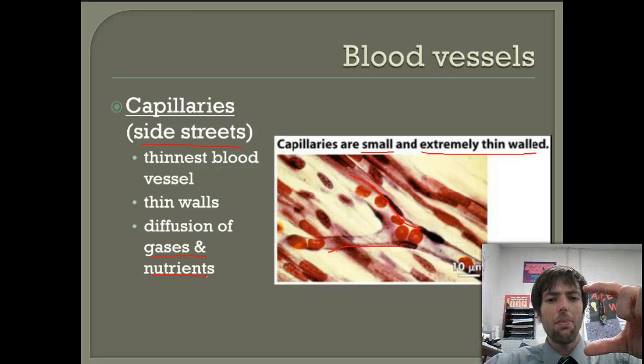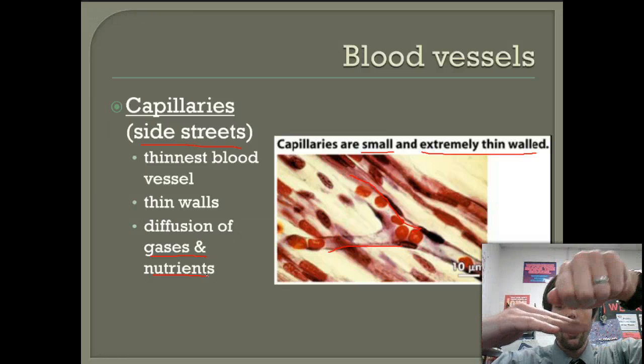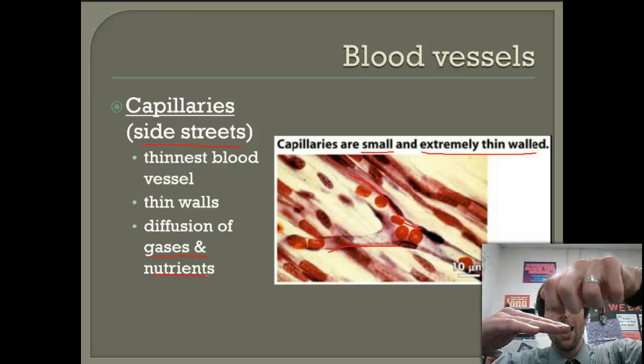So it's like, okay, so here's a capillary. It's like floating. Here's a little cell up here, right? And it's like, hey, man, I got some carbon dioxide I don't need.